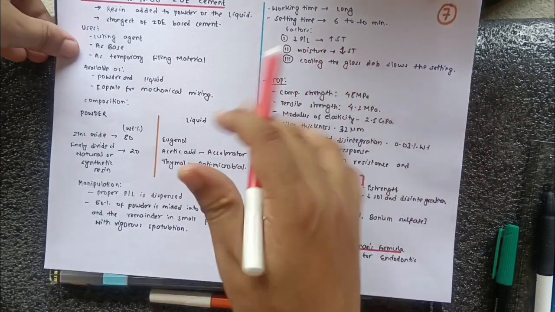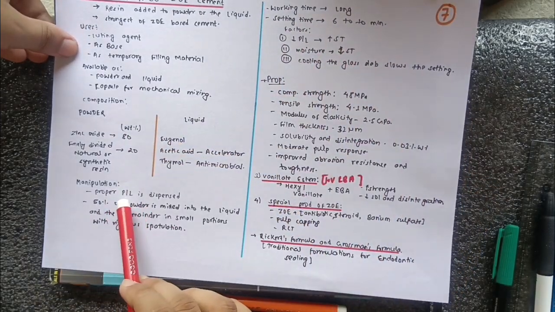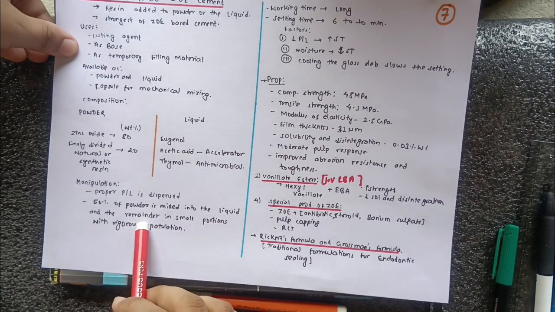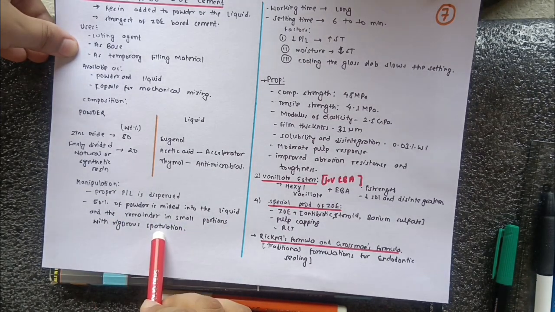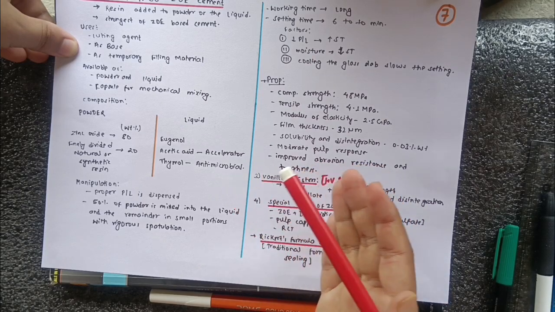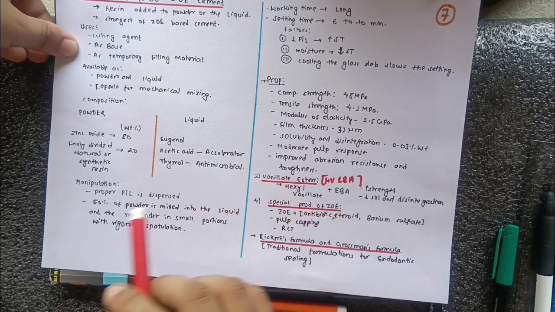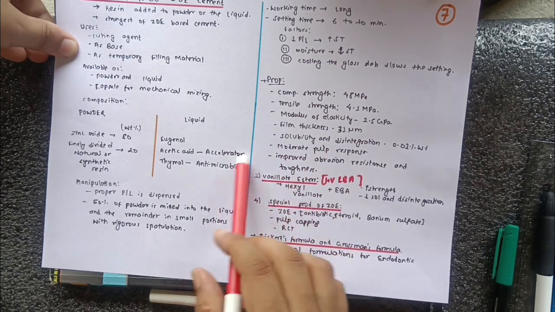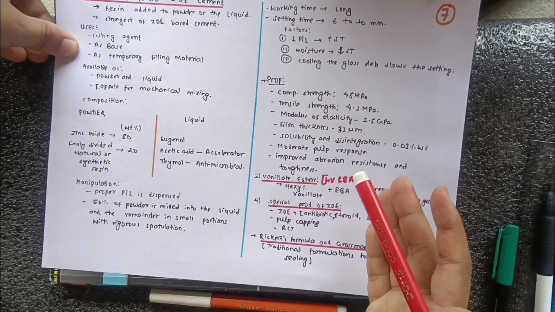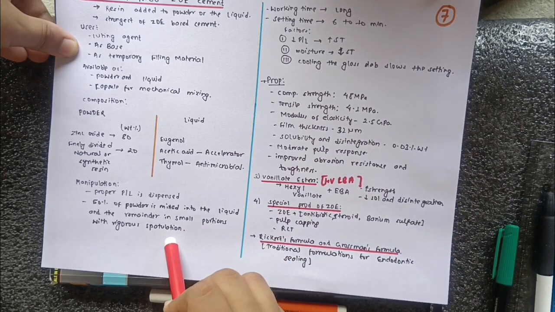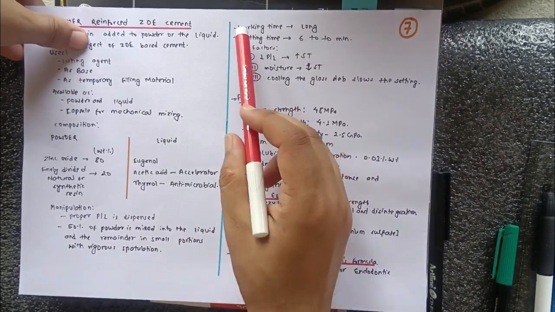In the manipulation section, the proper powder to liquid ratio is dispensed on the glass slab, and 50% of the powder is mixed into the liquid, and the remainder in small portions with vigorous spatulation. So first, half of the powder we mix into the liquid, sorry, softly. After that, we add small portions of the remaining 50% of the powder with vigorous spatulation. And here we have a long working time.